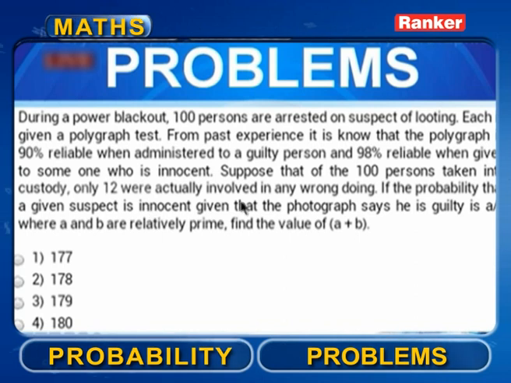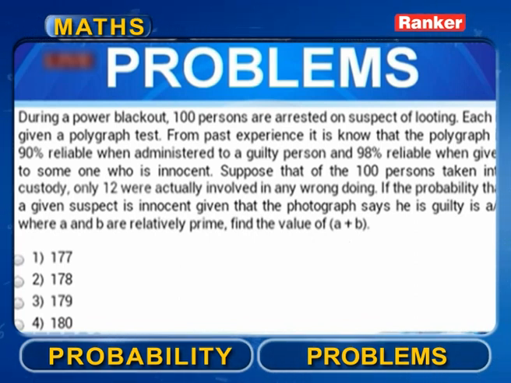and 98% reliable when given to someone who is innocent. Now suppose that of the 100 persons taken into custody, only 12 were actually involved in any wrongdoing. If the probability that a given suspect is innocent, given that the polygraph says he is guilty, is A by B, where A and B are relatively prime, find the value of A plus B.